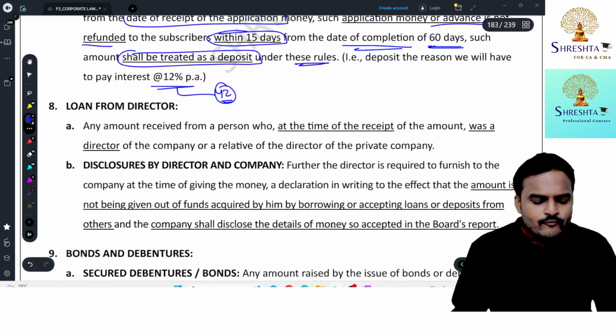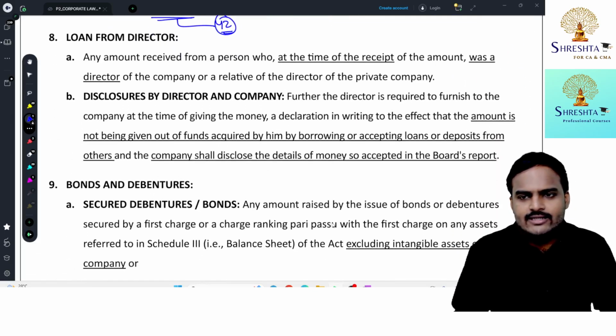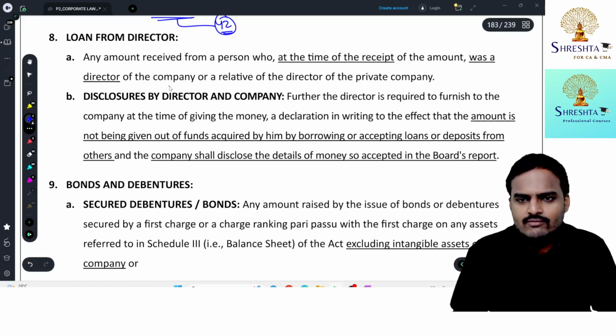And then loan from directors, loan from relatives of the directors in case of private company. Any amount received from a person who at the time of receipt of the money was a director of the company or relative of a director of the private company. For public company, relative word is not there.